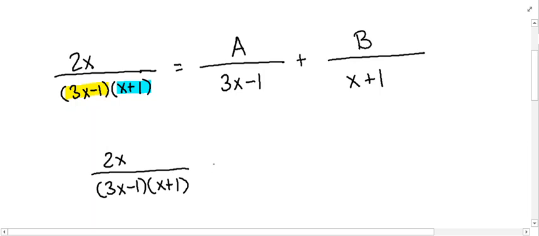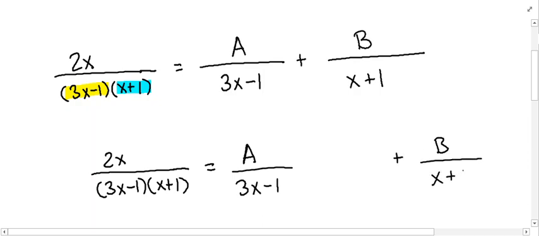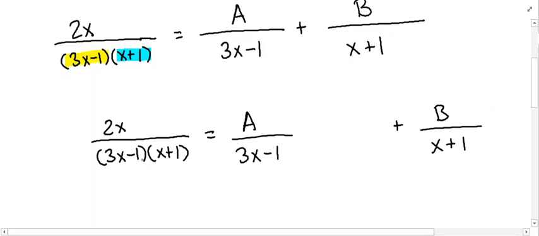Let me write this out. All right, so here we go. If we want to get rid of the fractions here, we're going to start on the left side of the equal sign where we have the full denominator. I'm going to multiply by the full denominator. That way it's appearing in the top and the bottom and they will cancel.